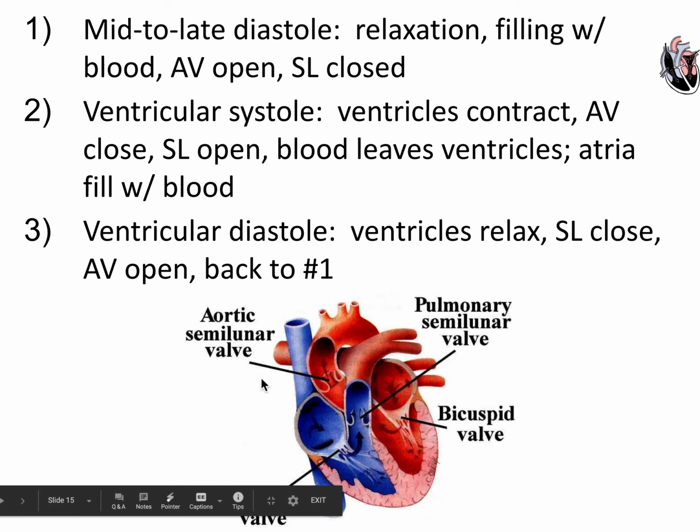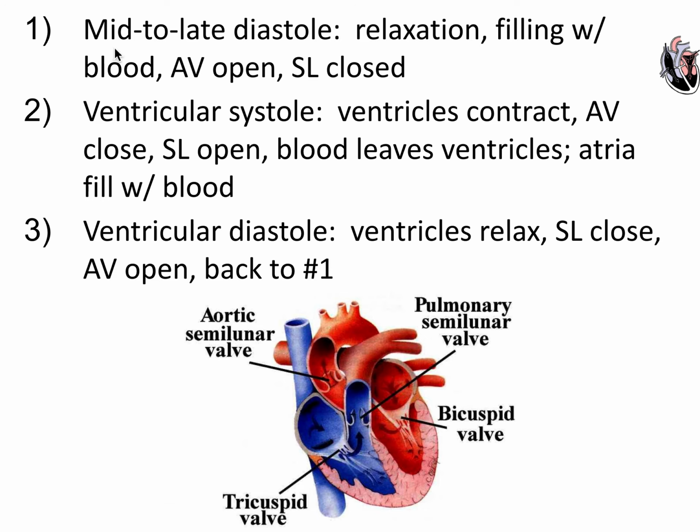So here you can see the direction of the beat. Okay, so mid to late diastole, relaxation's occurring and it's filling with blood. And the AV open and the SL are going to close. Because remember, they're opposites. Then the ventricular systole, ventricles are going to contract.